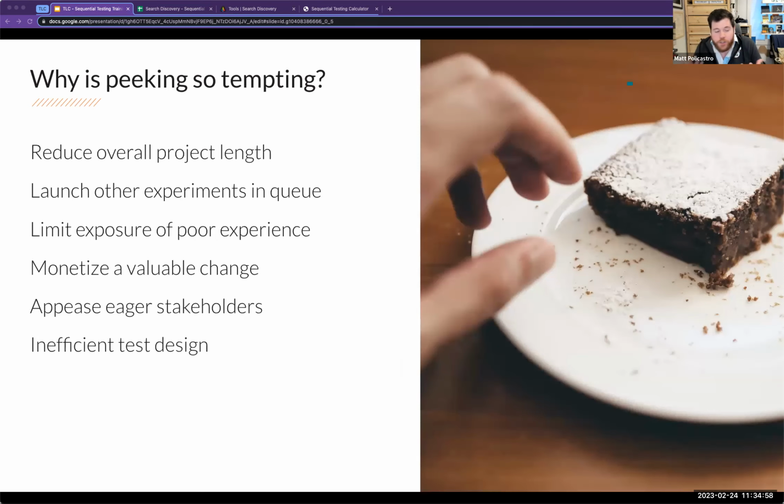And peeking is just so tempting because you can reduce overall project length. You can launch other experiments that you have in your queue. You can limit exposure to poor experiences, monetize a valuable change, appease eager stakeholders. Like, there's just all kinds of things that we can do. And the temptation is so real that we want to do it all the time. But unless we control for the increased risk, we're doing something very foolish.